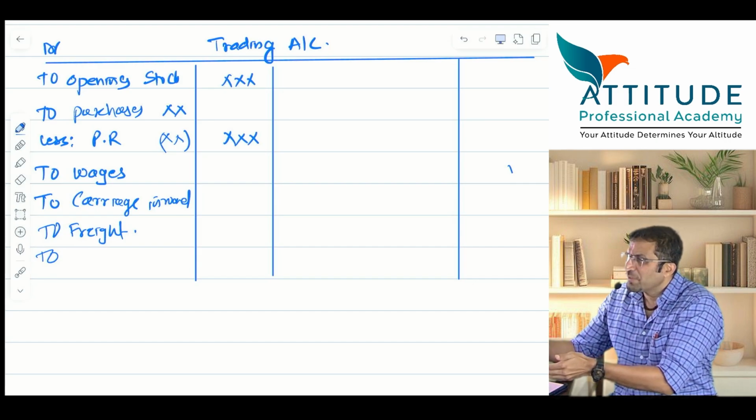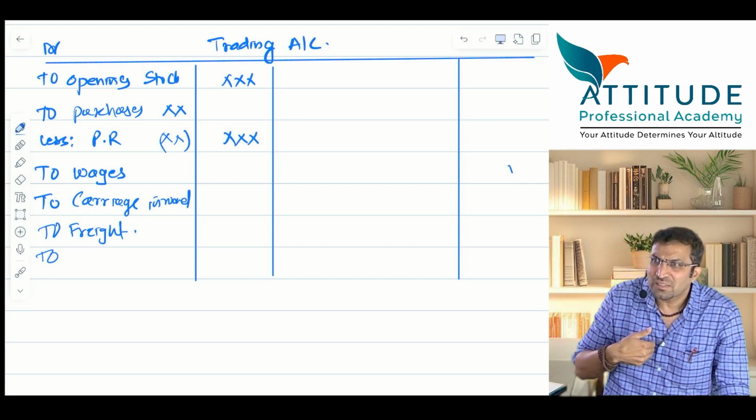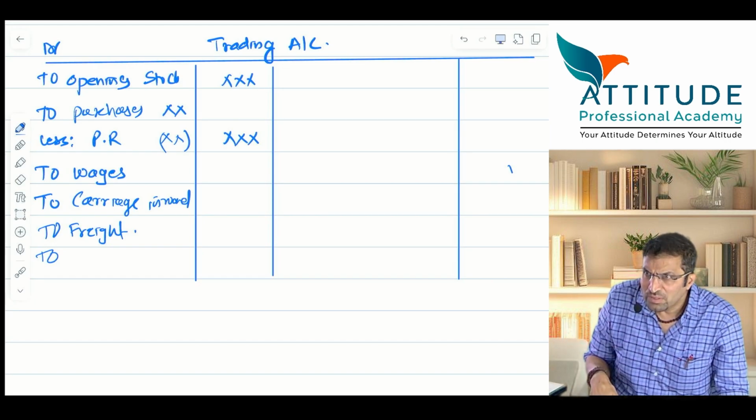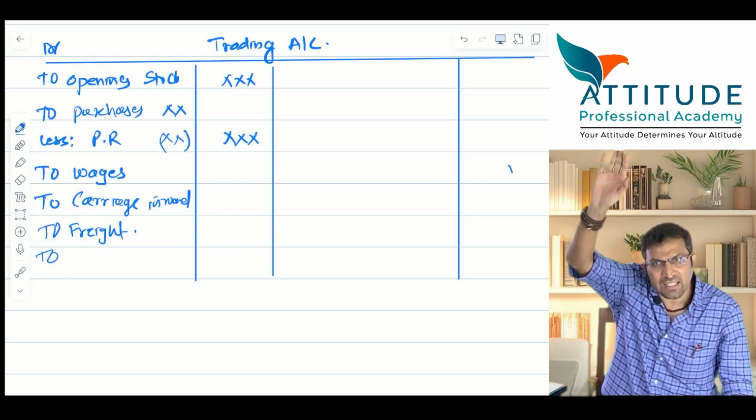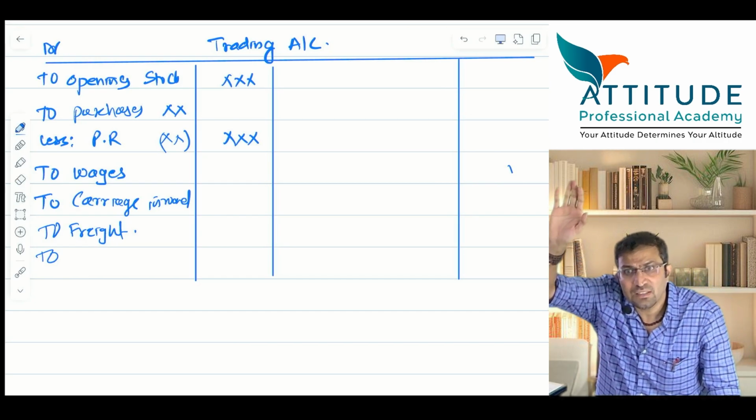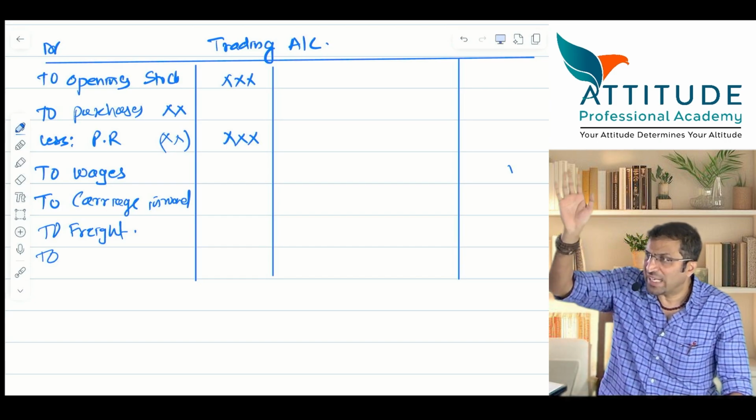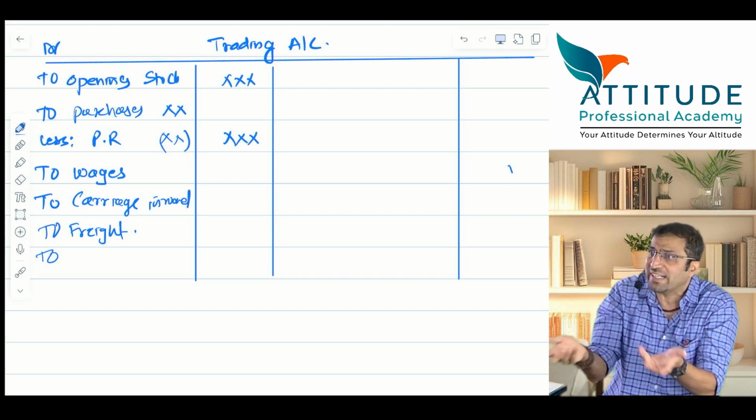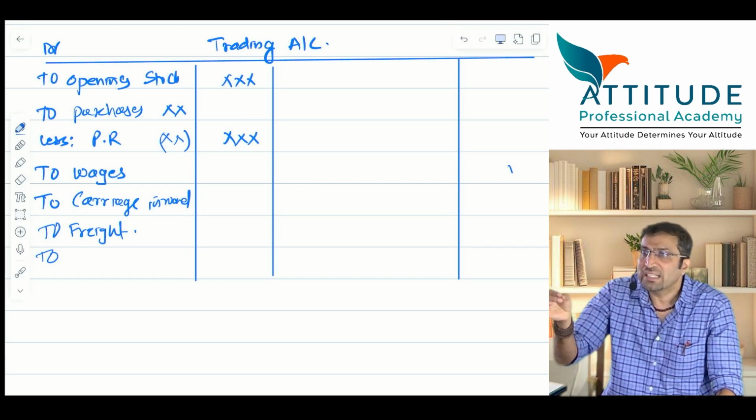Trader is different and manufacturer is different. Now you tell me, even I maintain books of accounts. Will I prepare a trading account? Will I prepare a manufacturing account? Please try to understand. I'll not prepare a manufacturing account. I'll not prepare a trading account because I'm not a manufacturer. I'm not a trader in goods. I'm only a pure service provider. I will prepare only a P&L account.